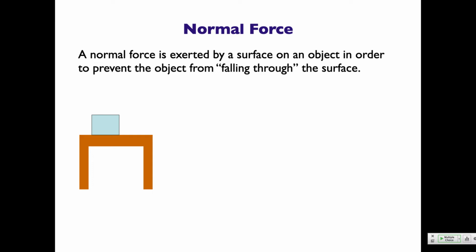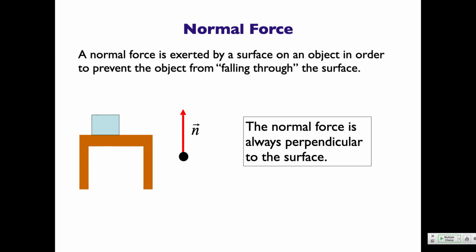A normal force is just a fancy name for a force exerted by a surface on an object. It's sort of like atoms are mostly empty space, but because they can't occupy the same space, you get this thing going on. We talk about it in chemistry. But essentially, a normal force is just perpendicular to the surface.